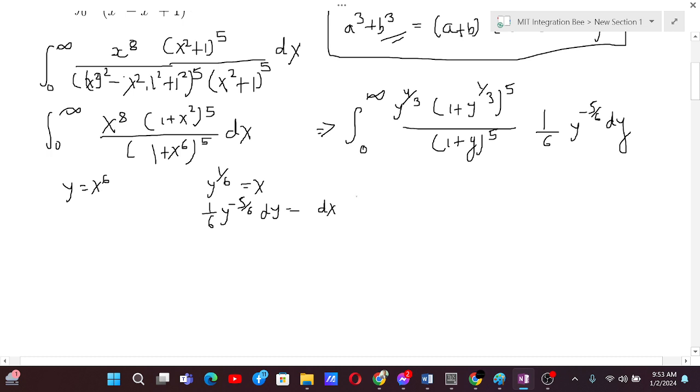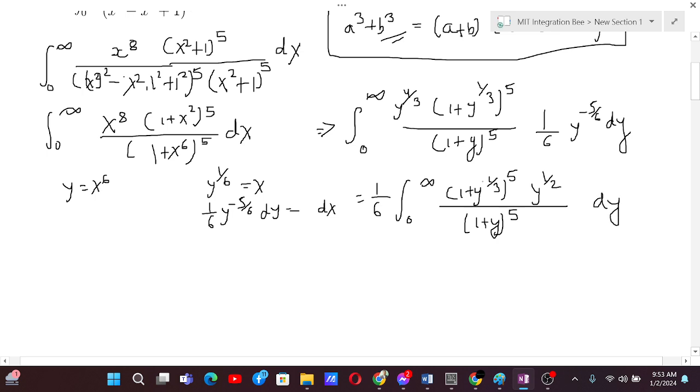Now we can take 1 by 6 outside of the integral, and then we will have integral from 0 to infinity, 1 plus y to the power 1 by 3 to the power 5, and then this is 8 by 6 minus 5 by 6, so 3 by 6, so 1 by 2, y to the power 1 by 2, over 1 plus y to the power 5 dy.